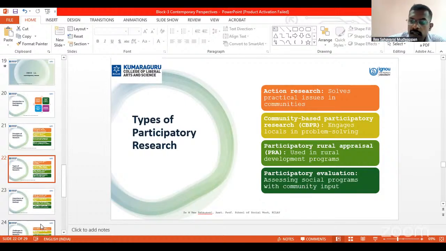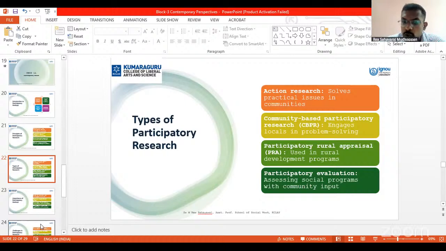For example, there is a problem of water scarcity in a particular village. There is less rainfall. Okay, so we have identified that. So in community-based participatory research, what are the things that need to be done? Whether a pond should be created in that village, or a lot of trees need to be planted, or a water saving strategy, or drip irrigation facilities need to be implemented. It is community-based participatory research, right? We identify the problem and we solve the problem.